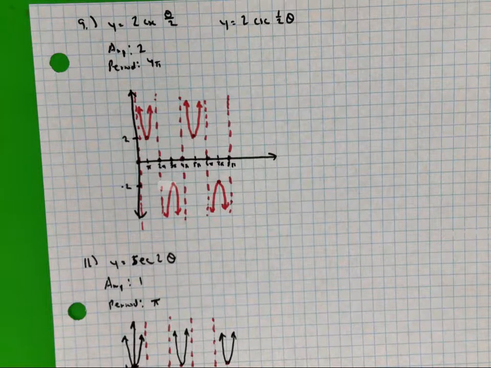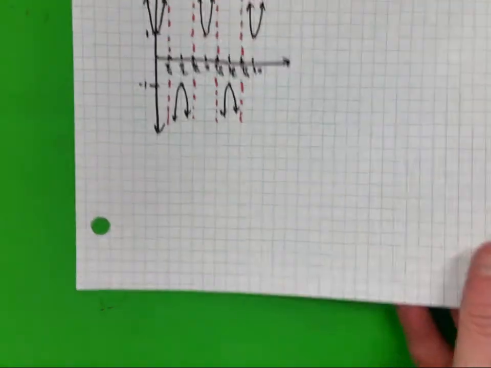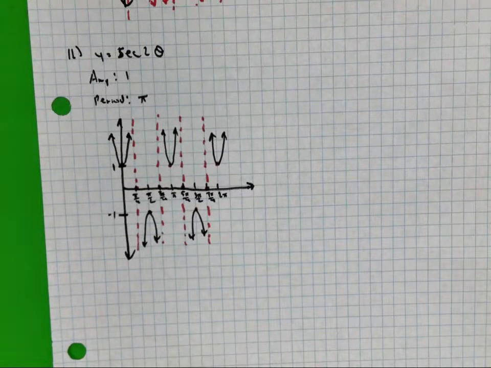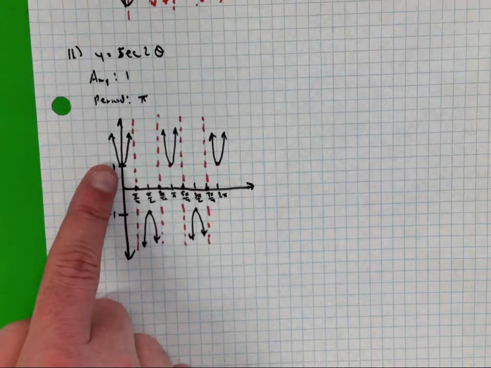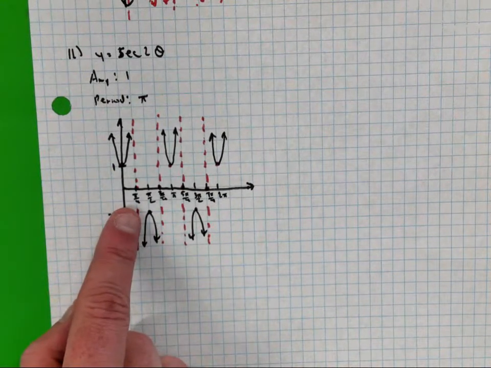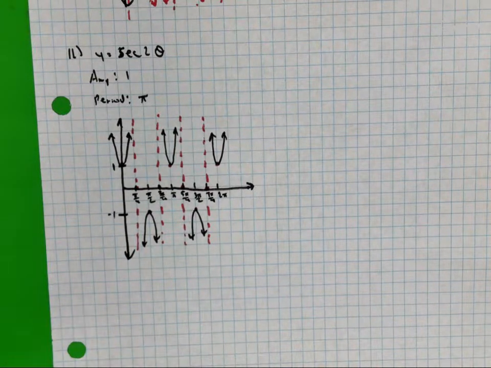Number 11 is secant. So this is related to which one? Secant's related to which one? Cosine. Very good. Your amplitude is 1. 2 pi divided by 2. Your period is pi. Okay. So you start up at your amp. Do your dots. You took your period and divided by 4. So you're going to start with pi over 4 and increase by pi over 4.